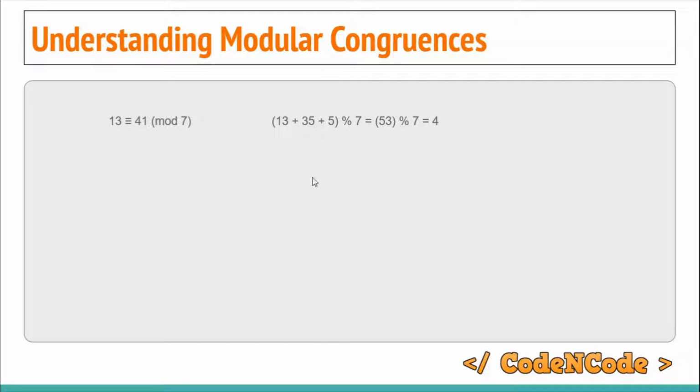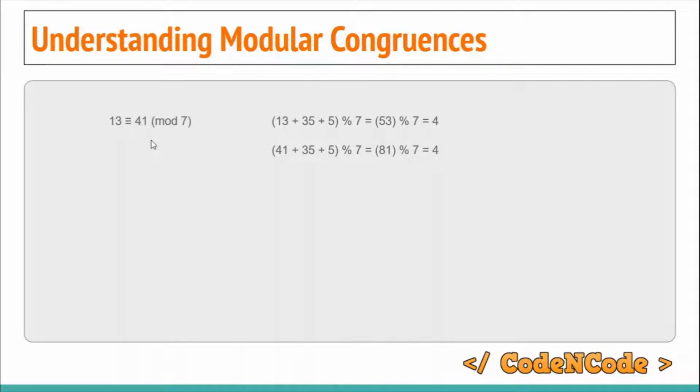For example, look at this equation. We wanted to calculate 13 plus 35 plus 5 modulo 7, which would be 53 modulo 7, which is 4. Now as we know that 41 is congruent to 13, can I replace 13 with 41? Let's check. I've replaced 13 with 41 and the rest are the same. Their sum is now 81, but still 81 modulo 7 comes out to be 4. So this is one of the use cases of congruences.